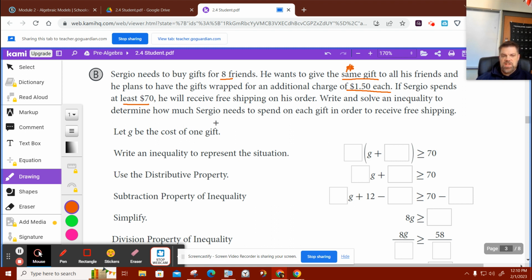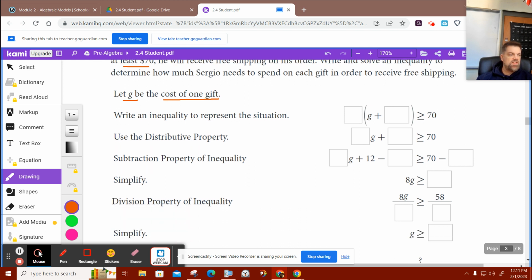So G represents the cost of one gift, right? So we know a couple of things. The first thing that we should know is how many of these gifts he needs to buy, and then how much it is going to cost per gift. Well, G is the cost per gift, and for each gift, he's going to pay $1.50 extra to get it gift wrapped. How many gifts does he need to buy, though?